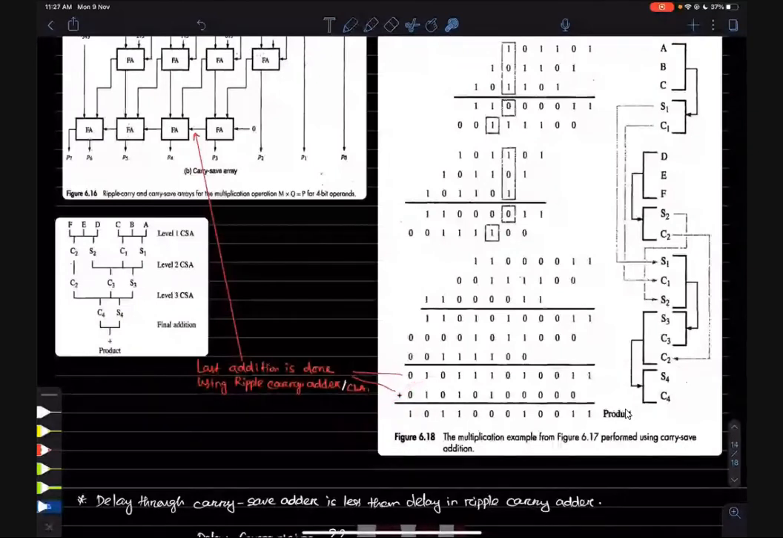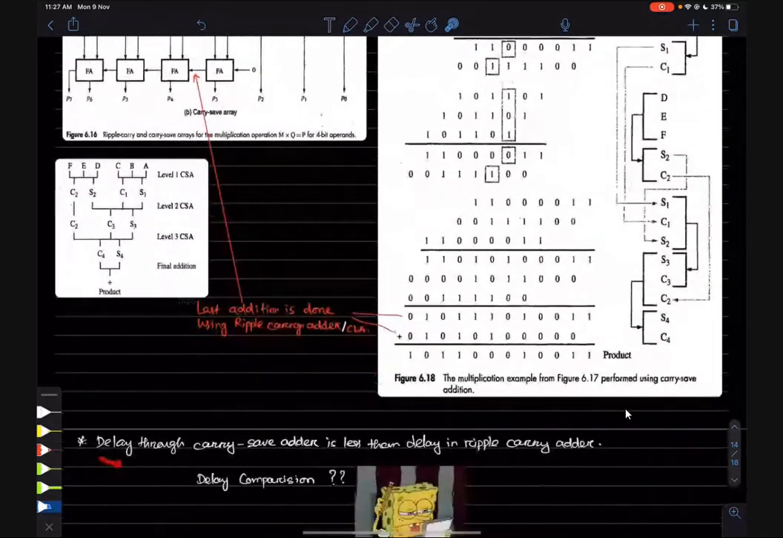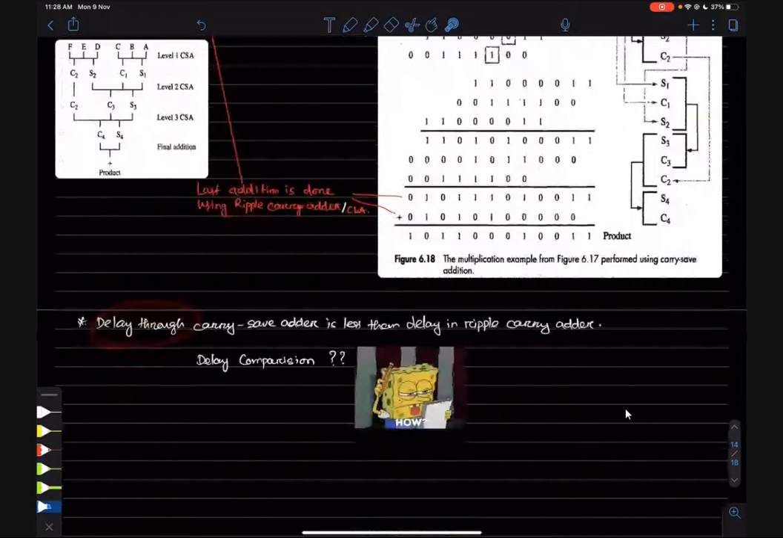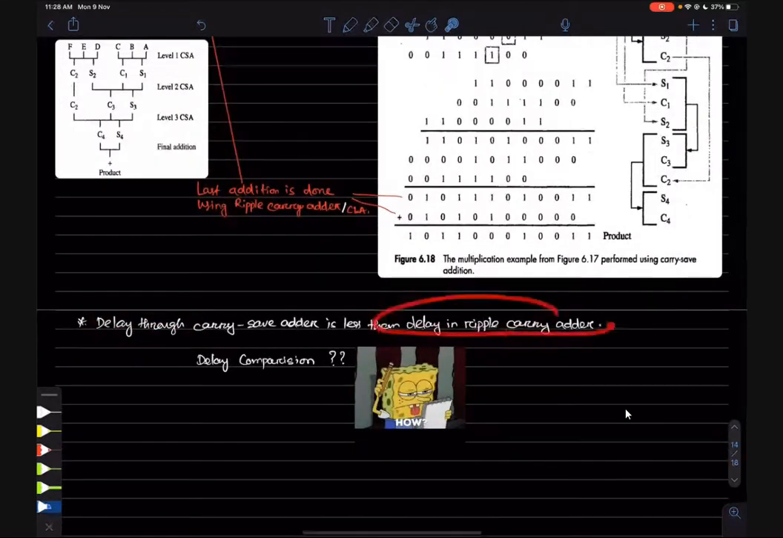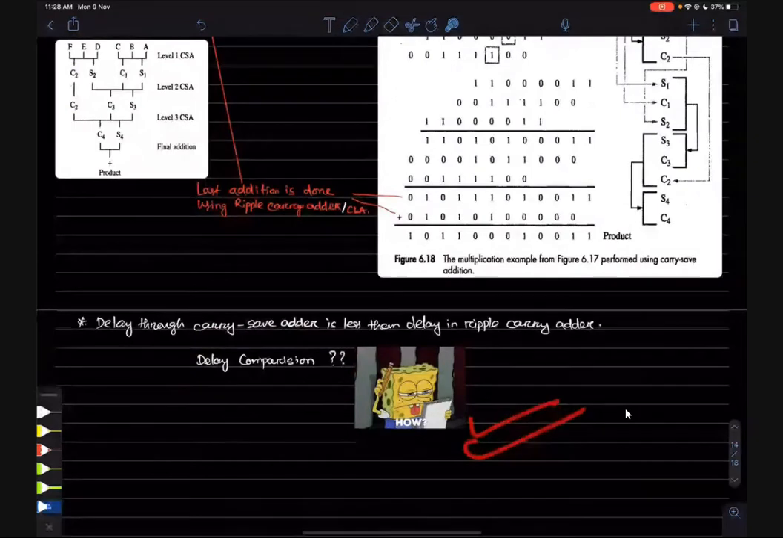Now what is the advantage of this process? We will get less delay. Delay through the carry save adder is less than the delay in ripple carry adder or CLA. But how much delay it can reduce, that you have to tell me after this class.